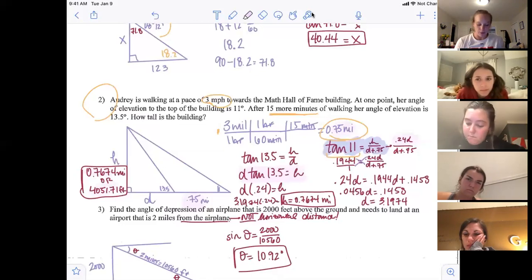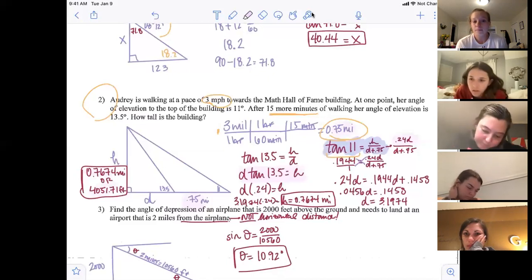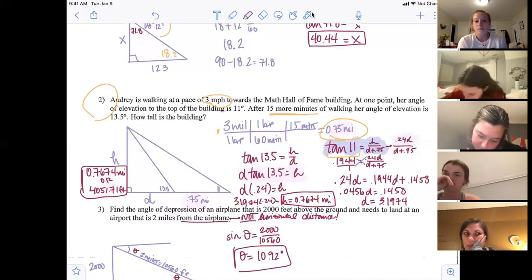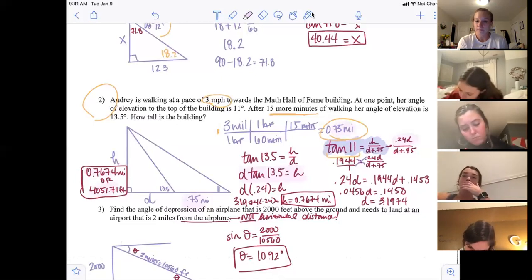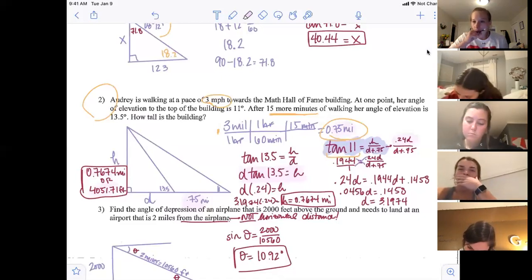So you could do your 0.7674 times 5,280 or whatever that number is feet and get that number in feet if that makes you happy. But yeah, kind of a weird problem. Anything else with this one? Okay.